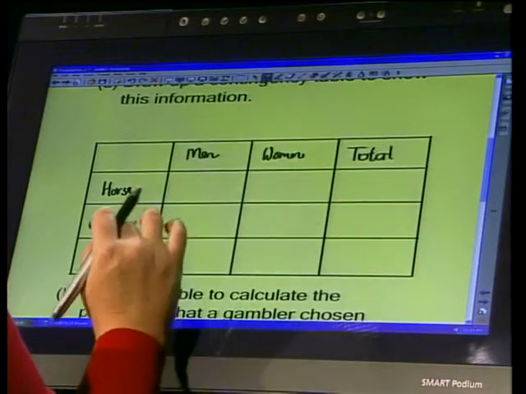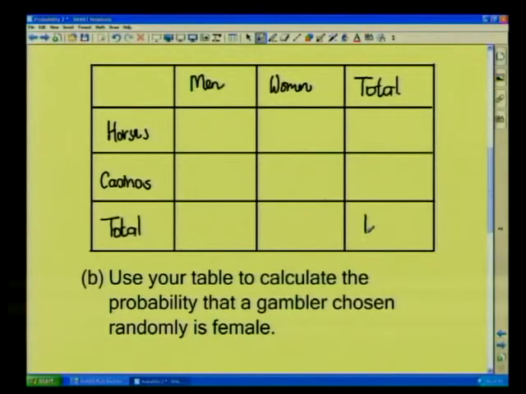You will need to have totals so that you can check that you've done this correctly. Now we've read that there were 120 people altogether. So my total over here is going to be 120. I've got 120 people that bet on horses and casinos, and I've also got 120 men and women altogether.